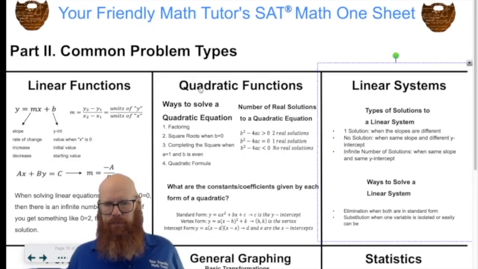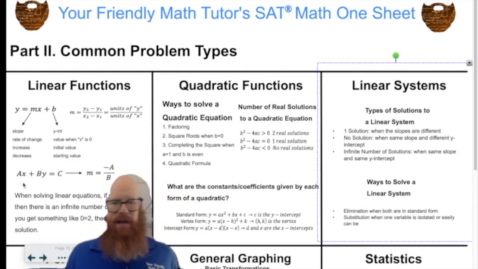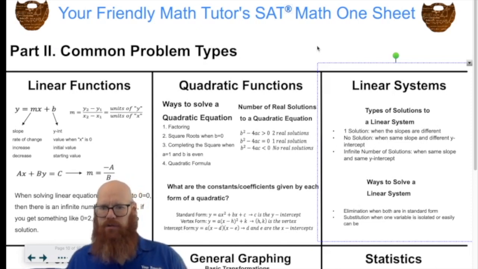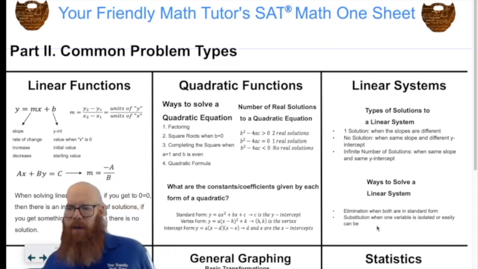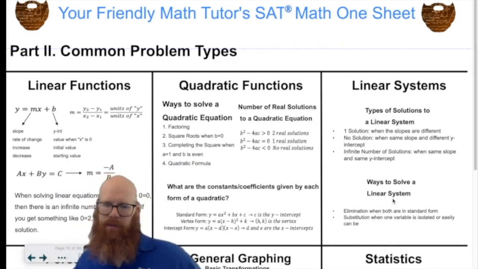Let's make sure. So we went over linear functions, so slope, how to find slope in standard form, and the types of solutions to a linear equation. Quadratic functions, which we have different ways to solve a quadratic. We can use the discriminant, and we also need to know the different forms and what their constants and coefficients tell us. Then linear systems, we have to know the types of linear systems we could have when we have one, none, or infinite number of solutions. And we also need to know how to solve linear systems using the elimination or substitution method.